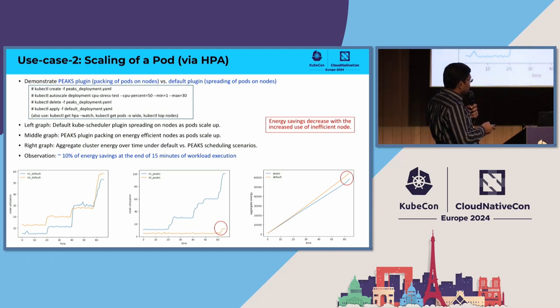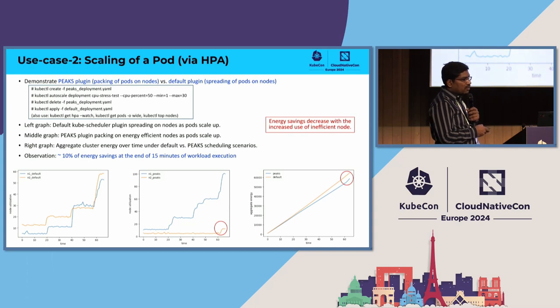Now, another observation you can make is that after a point here, the gap starts decreasing. The blue curve starts growing up here because this represents the timeline where, using PEAKS, we started using the resources of node two, which is energy inefficient, right? As long as this was not used, the gap was increasing because under the default scenario we are using resources of node two. Hence there is an increase in the gap. And here, we started using the resources of node two. Hence, the gap starts decreasing. So this demonstrates that using the horizontal pod autoscaler with the PEAKS plugin, you can still realize energy savings.